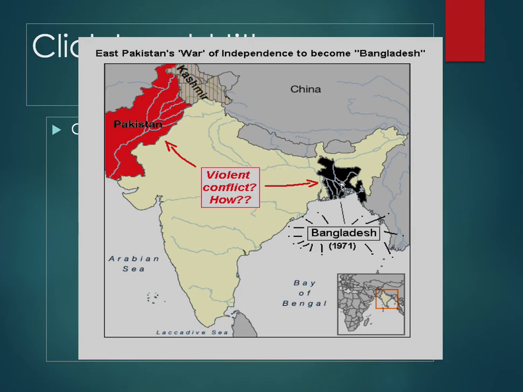This was an ugly affair. And you might ask yourself, well, what do you mean ugly? Is there a lot of violence here? Yes, there was a lot of violence here.